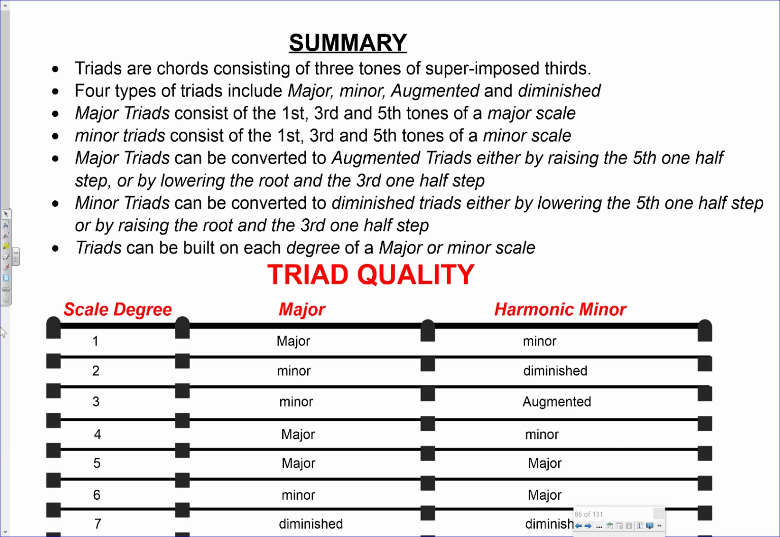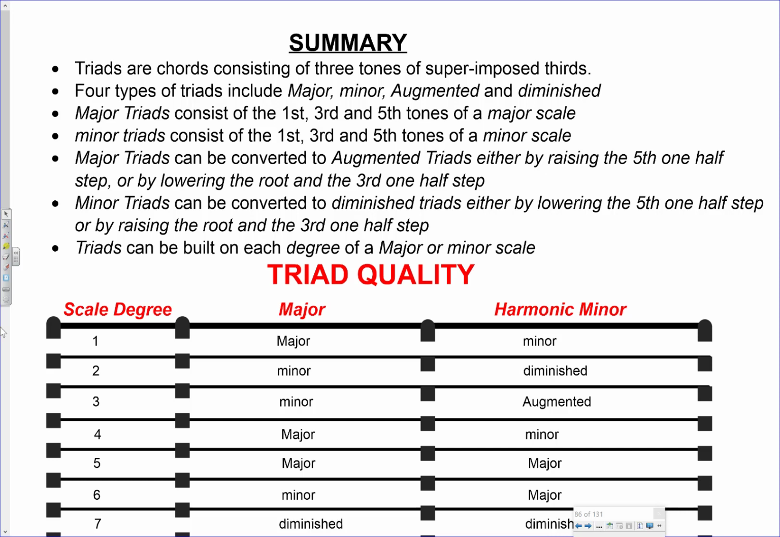Hi, college. This is just to summarize things that we have learned so far regarding diatonic triads. So let's read together. Triads are chords consisting of 3 tones of superimposed thirds. There are 4 types of triads, which include major triads, minor triads, augmented triads, and diminished triads.